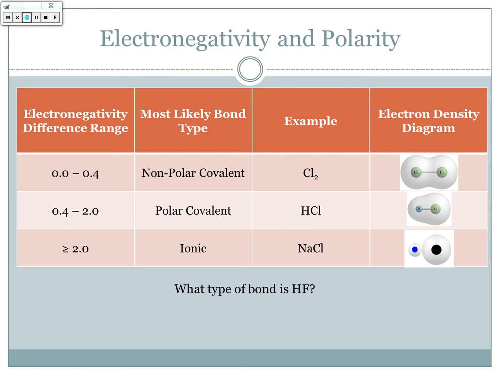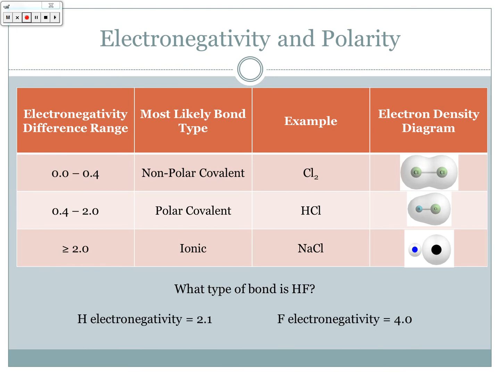So I have a question for you guys. What type of bond is HF, or hydrofluoric acid? Take a minute and open up your books or Google it, find the electronegativities of hydrogen and fluorine, and calculate what type of bond it's going to be. So please pause the video and do that now.